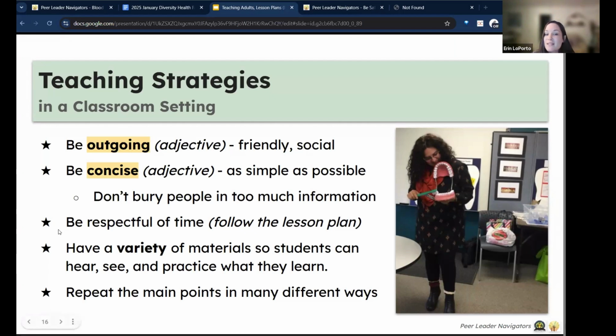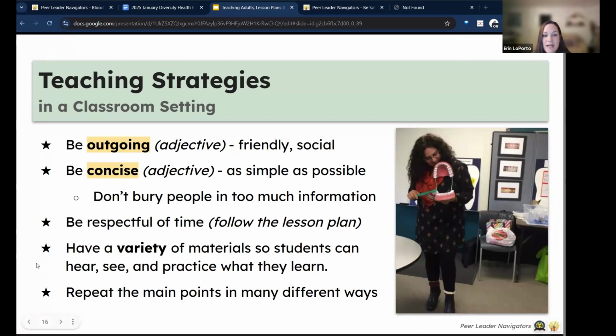And be respectful of time. This can be really hard to do, and it's easy to chat sometimes, especially about a topic you're really comfortable with. So make sure you follow the lesson plan and understand how much time you have to do each part in order to finish everything you want to finish.